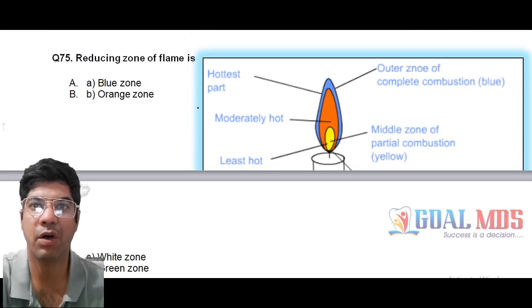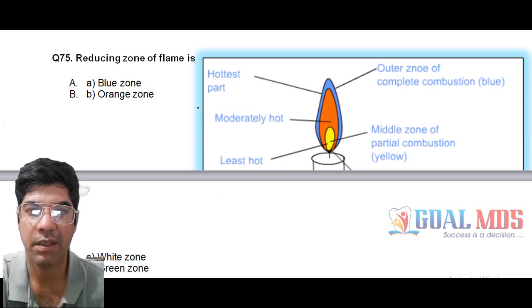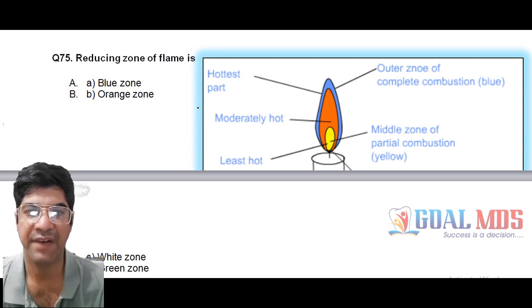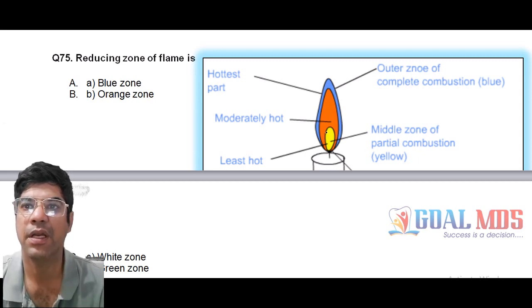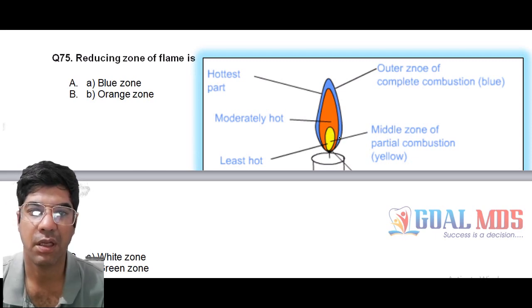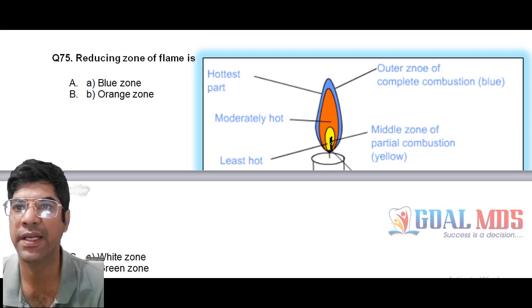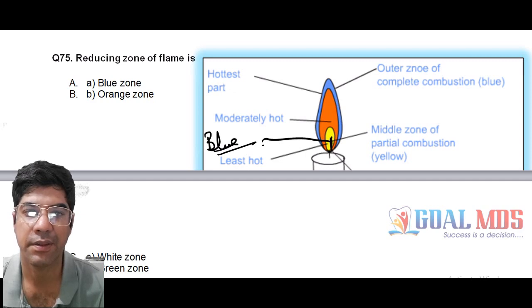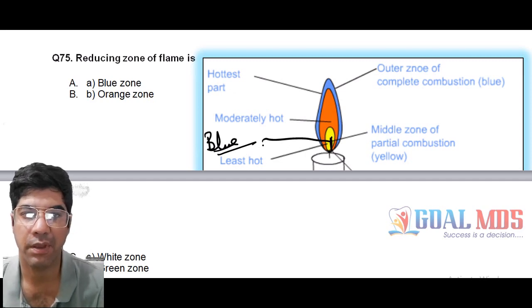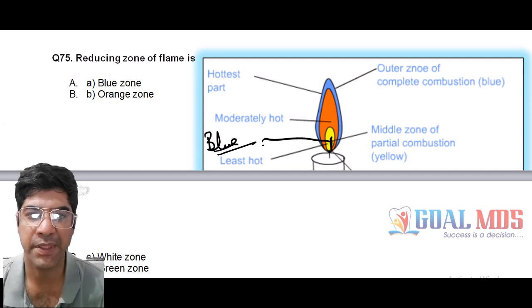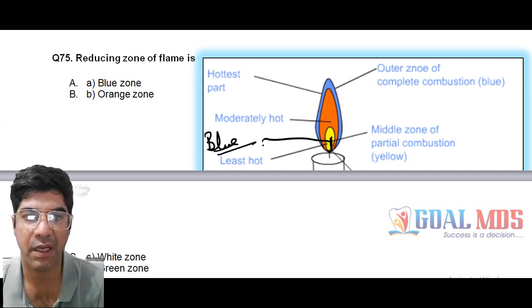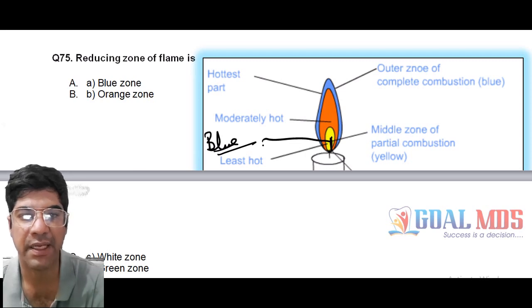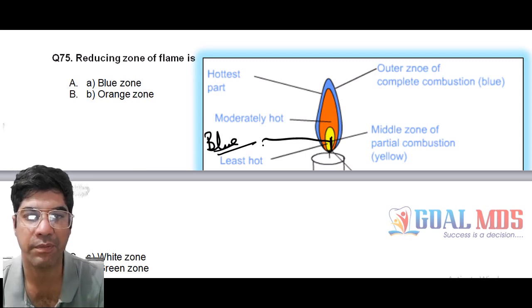The reducing zone of the flame. In a flame, there are various different zones. The reducing zone is the innermost layer, and it is blue in color. In the blue zone the combustion is incomplete and there is a shortage of oxygen, resulting in reduction of metal oxide to its metallic form.